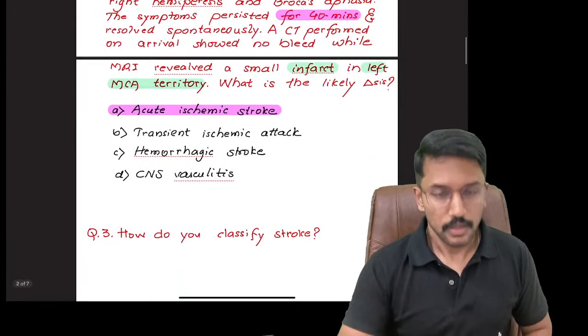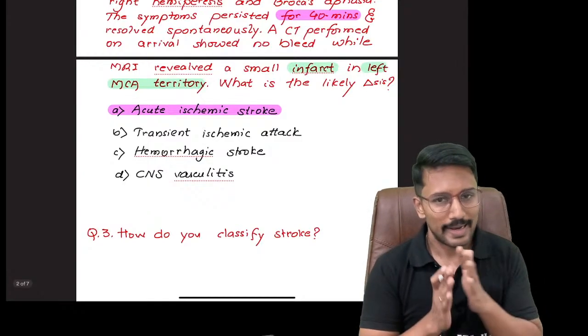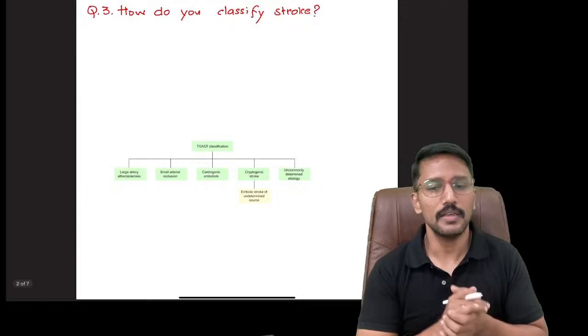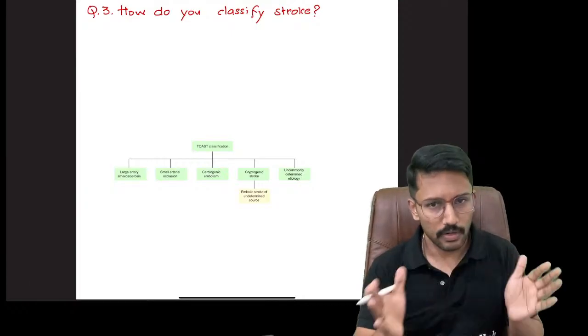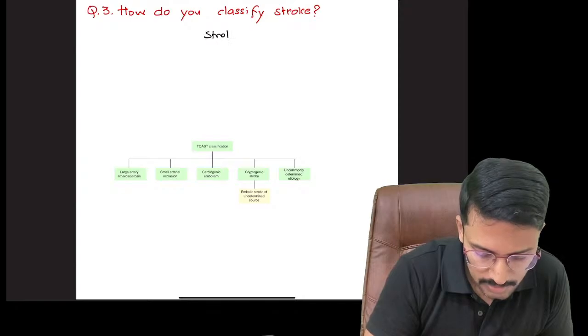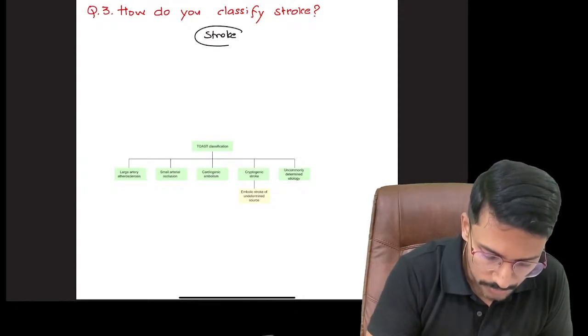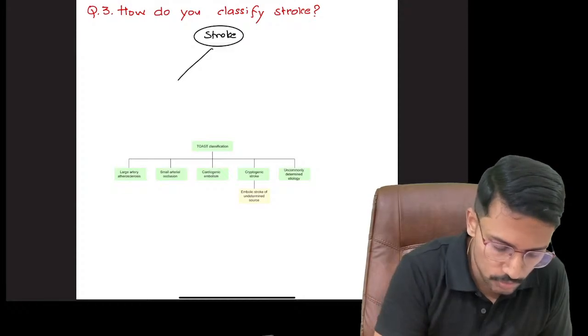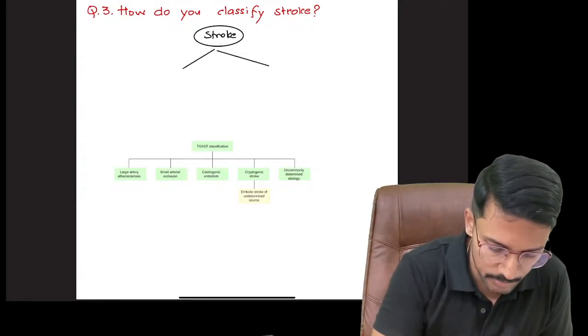Okay. So now we have understood what is stroke and what is TIA. The next step we need to understand is how we classify stroke. Broadly speaking, stroke is classified into two groups, that is ischemic stroke and hemorrhagic stroke. But ischemic stroke has further classification. So let us divide the cases of stroke into ischemic and hemorrhagic.